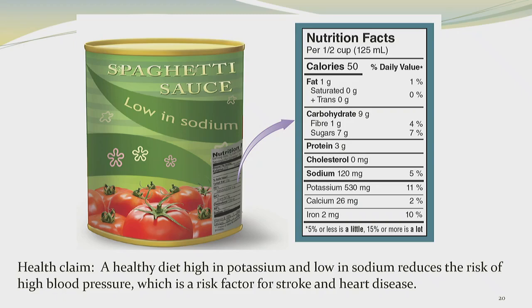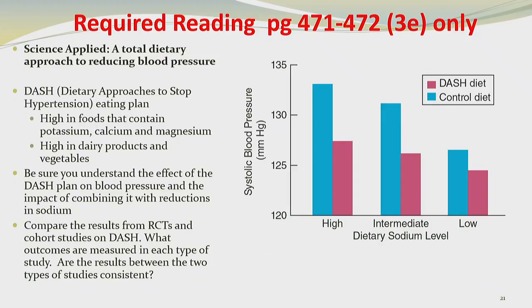And the health claim we're talking about, again, just to state it again, is that a healthy diet high in potassium and low in sodium reduces the risk of high blood pressure, which is a risk factor for strokes and heart disease. Right? And so here again, if we look at sodium, it's lower than 140, and then the potassium is much more than 350. Okay.